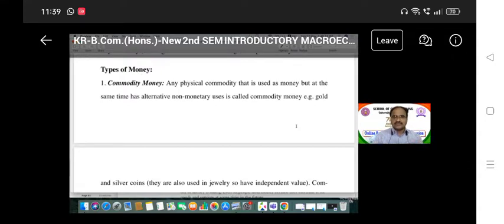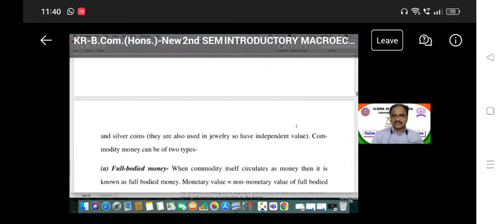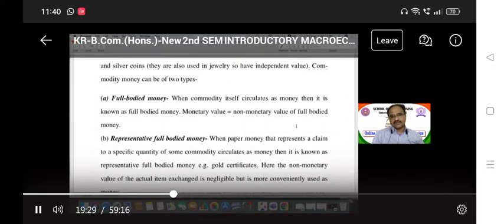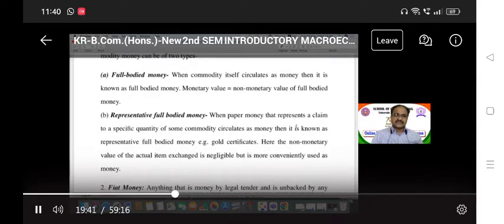Okay, so any physical commodity that is used as money, but at the same time has alternative non-monetary uses, is called commodity money. And that is, you can say, gold, silver coins, and so on. Generally there are two types of commodity money. That means whenever you are using coin money, the silver coin, gold coin, there are two types: one is full bodied money, another one is representative full bodied money.